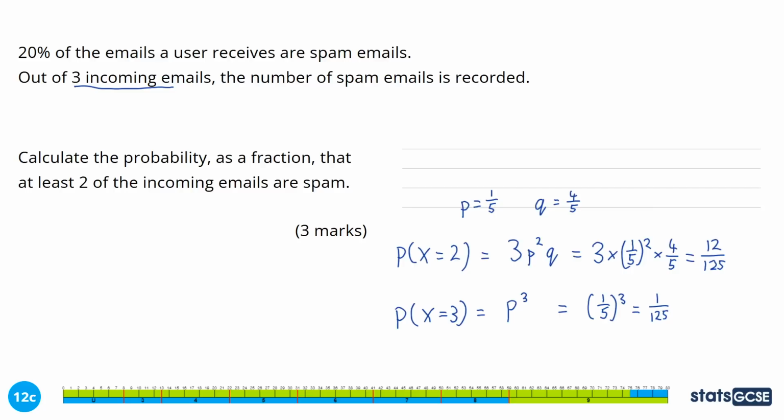Now, we're looking for the probability that it is 2 or 3, and the word or means plus. So all we need to do is add the 12 over 125 with the 1 over 125, which will obviously be 13 over 125, and that will give us the probability that X is greater than or equal to 2, which is what we've been asked for in the question.